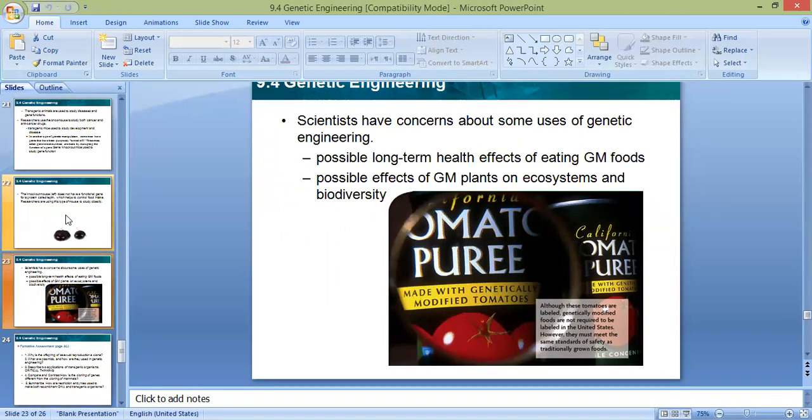But at the same time, scientists have concerns about the uses of genetic engineering. There are some concerns they should keep in mind, like the possible long-term health effects of eating GM food. If we keep eating genetically modified, not natural, food, this may have possible long-term health effects. We don't know. They have to keep it in mind. And also the possible effect of GM plants, genetically modified plants, on the ecosystem and biodiversity.